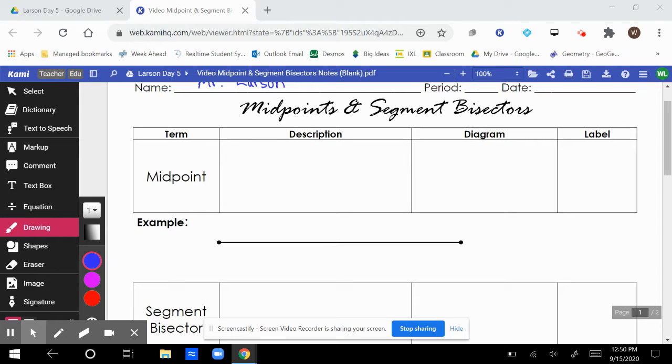Okay, so right now you should all have either a notebook out or a Kami document to take the notes and follow along while you watch the Ed puzzle. All right, let's get started.